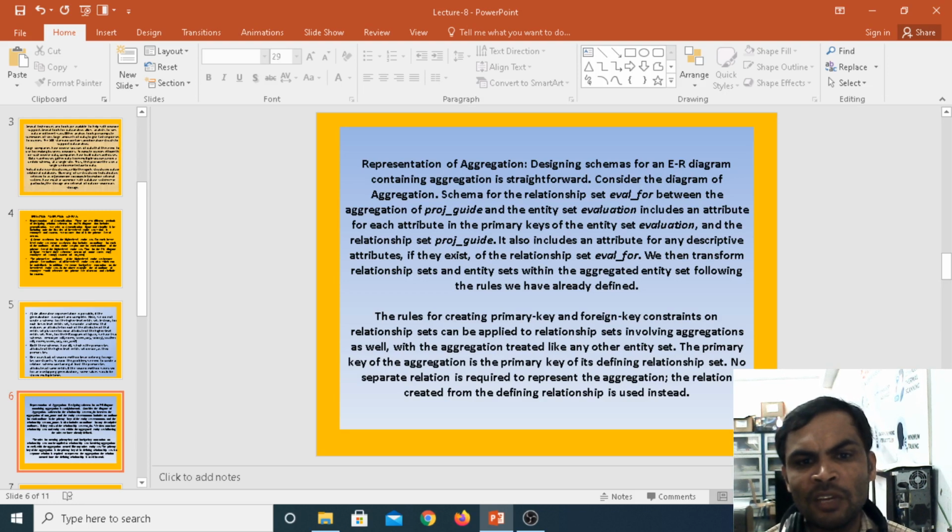Now under the primary key of the entity set evaluation, if you want to see the relationship about the project guide, it includes the attributes, and a descriptive attribute is also possible. The transformation of the relationship and the aggregate entity follows the rules as already defined. Now if you want to define the primary and foreign key on the relationship set involving the aggregation as well, here compulsorily the foreign and primary key are required under the aggregation.